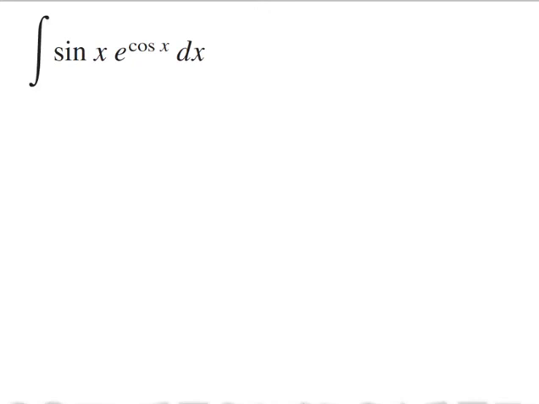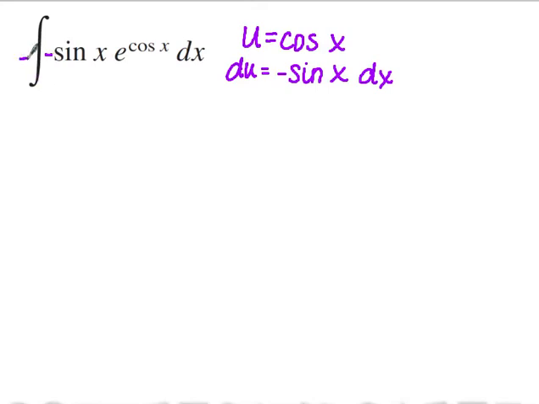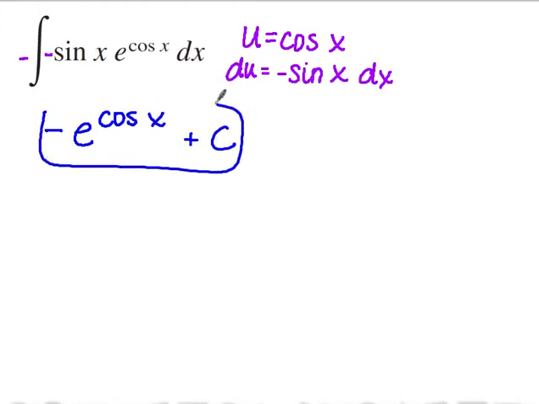So here, what are you going to do? Okay, so u is cosine x. What's the derivative of cosine? Negative something. Negative sign. So what do I need? I need a negative sign in and a negative sign out. So what will my answer be? Questions?